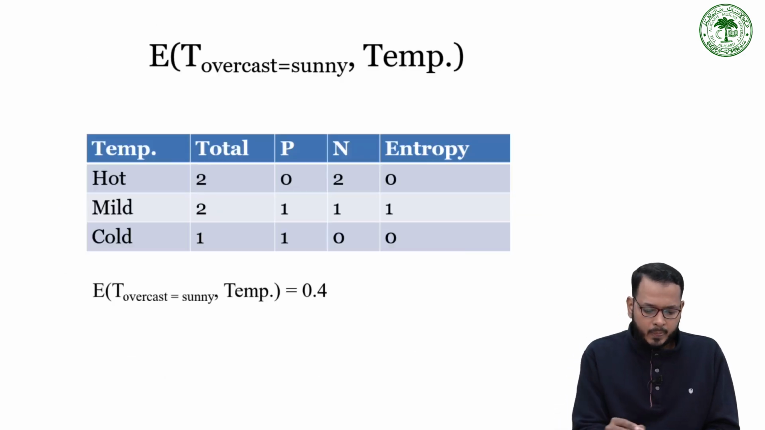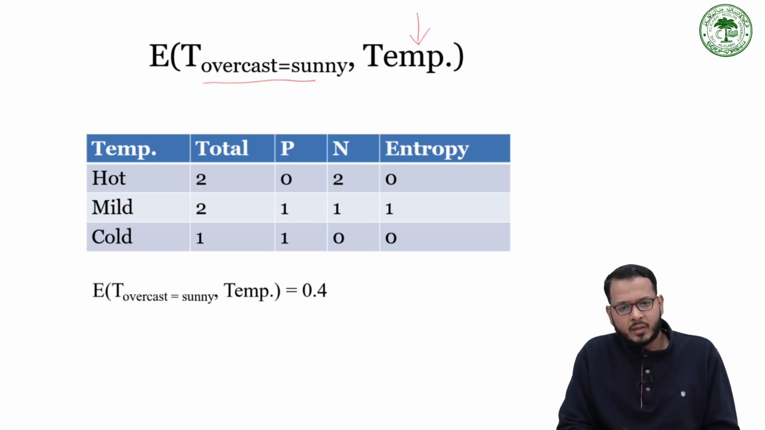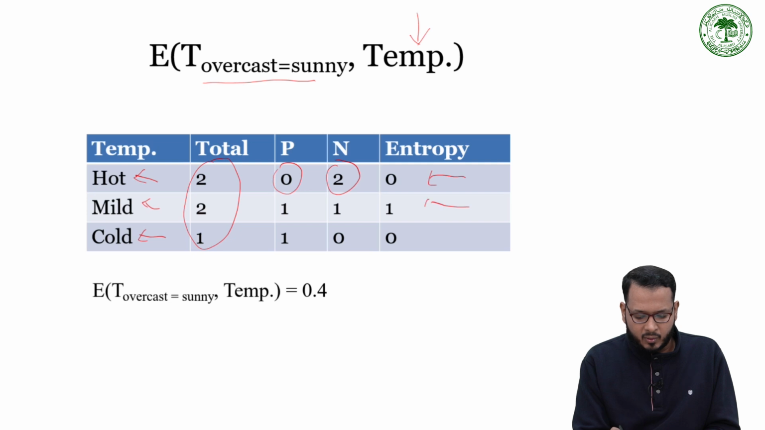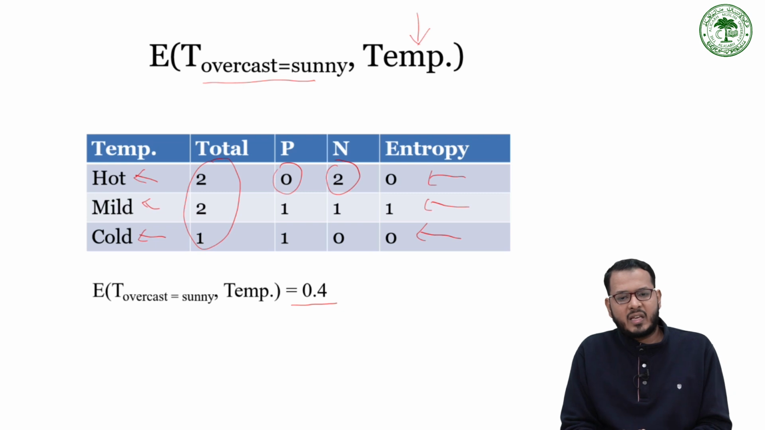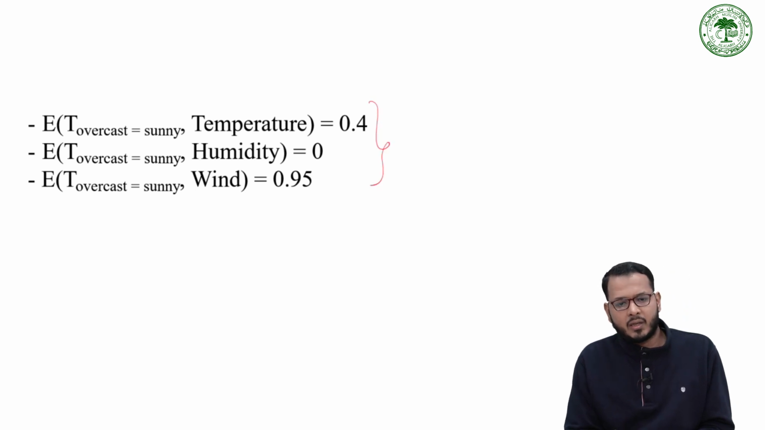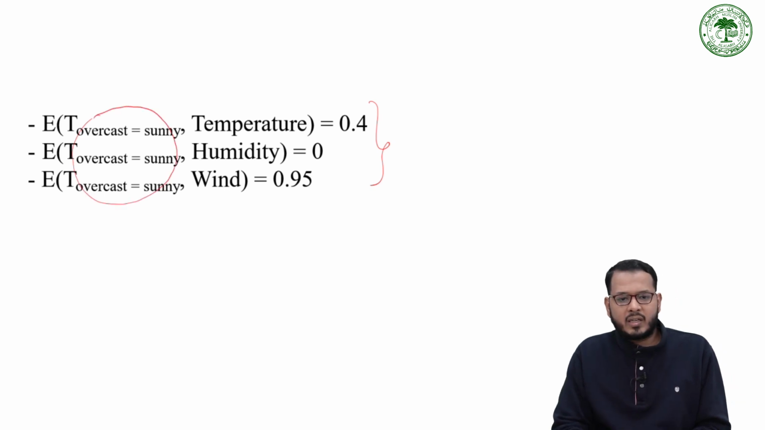For example, when outlook is sunny, if we calculate the entropy of temperature, we have to divide that into these three further values of temperature: hot, mild, cold. Identify how many of them are positive, how many of them are negative, calculate the entropy for all of them, and then take the weighted average. In this case, the weighted average is 0.4. Similarly, we can calculate the entropy for all the three attributes, but for the case when outlook is sunny.